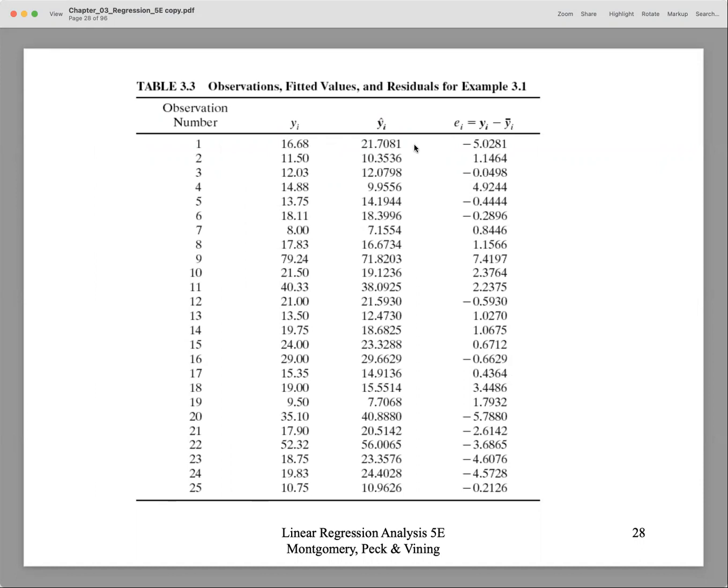And then you can see that for each observation, we can calculate the difference between y sub i and y sub i hat, and that gives us the estimated error term, or in other words, the residual for that fitted value. And we can do that for all 25 observations. And so here we have the observed values of y, the fitted values of y. We take the difference between the two, and we get the corresponding residuals, which are the estimated error terms.